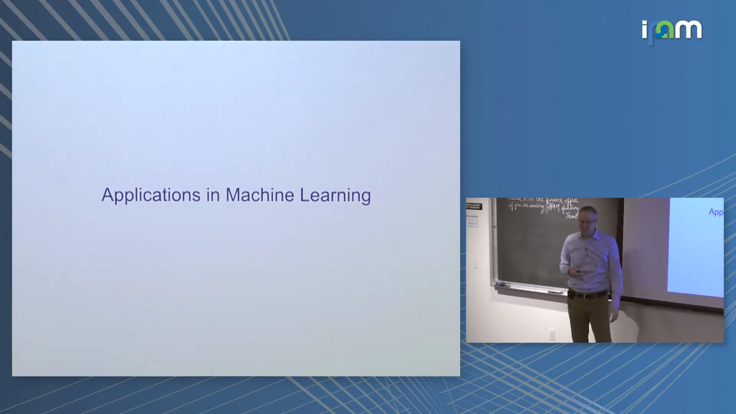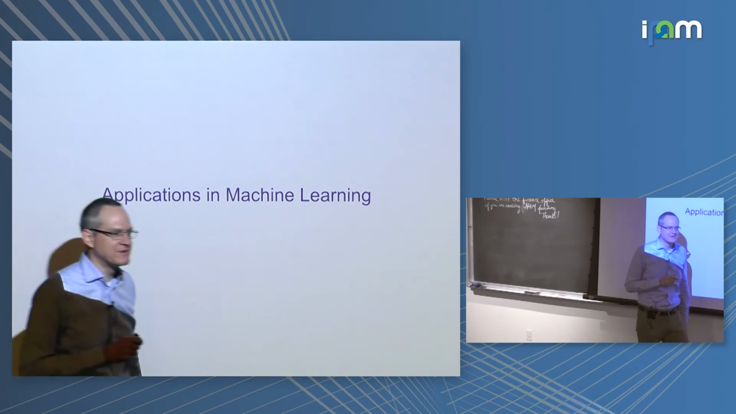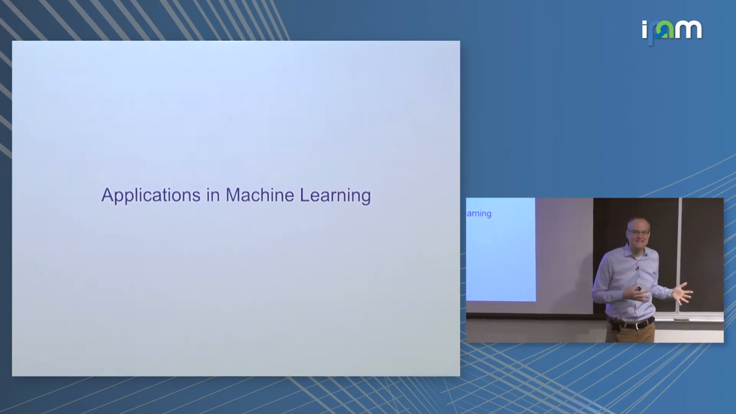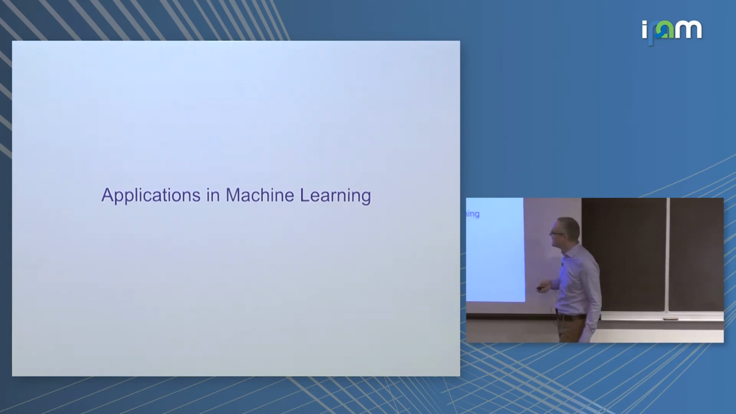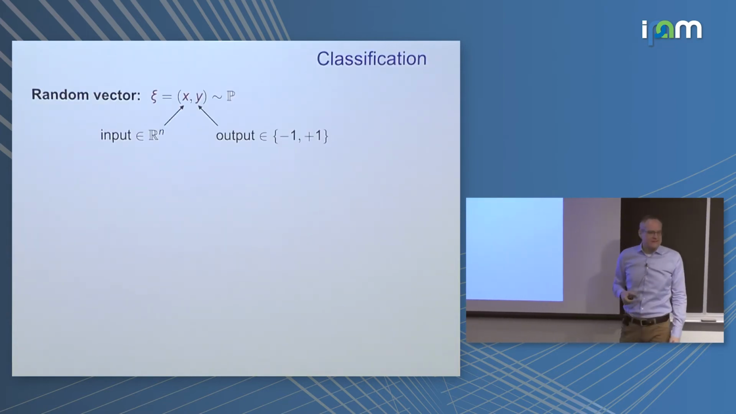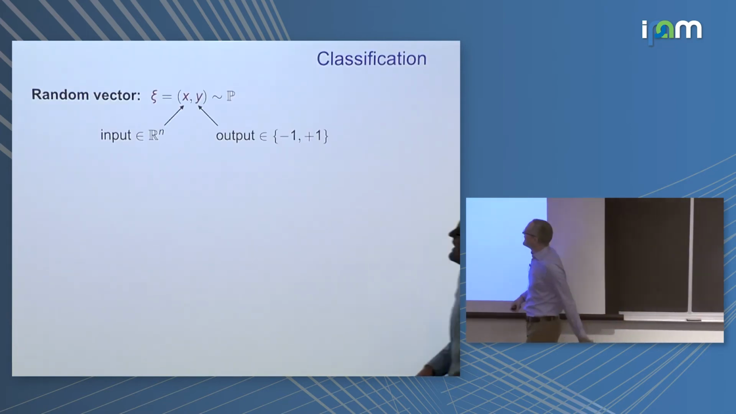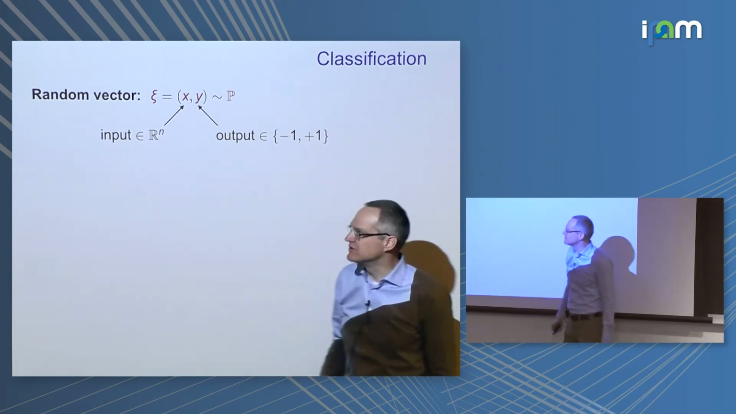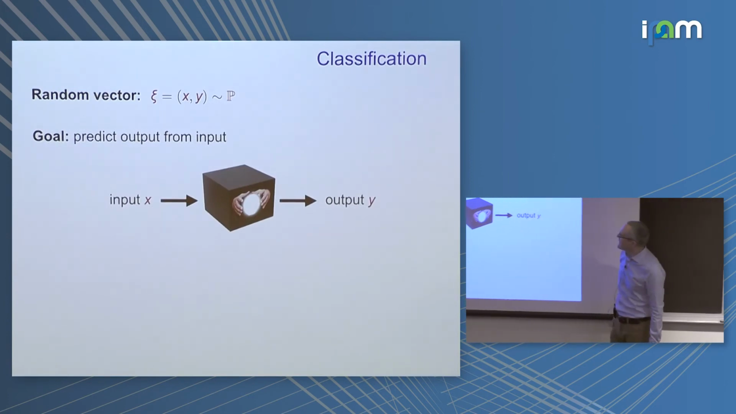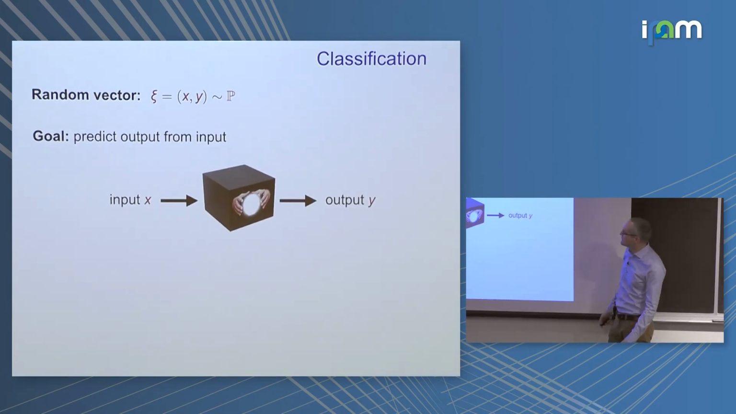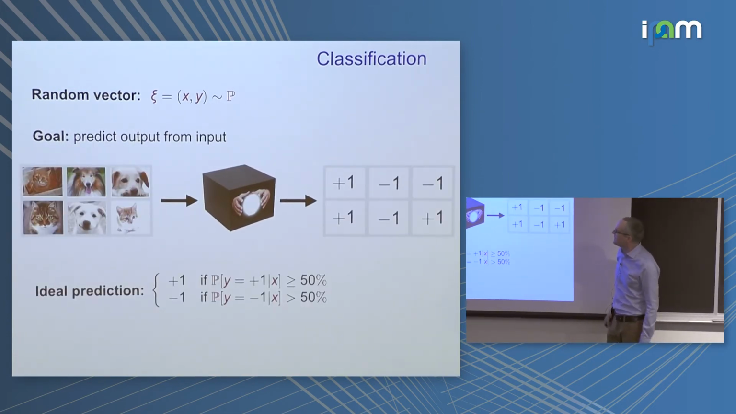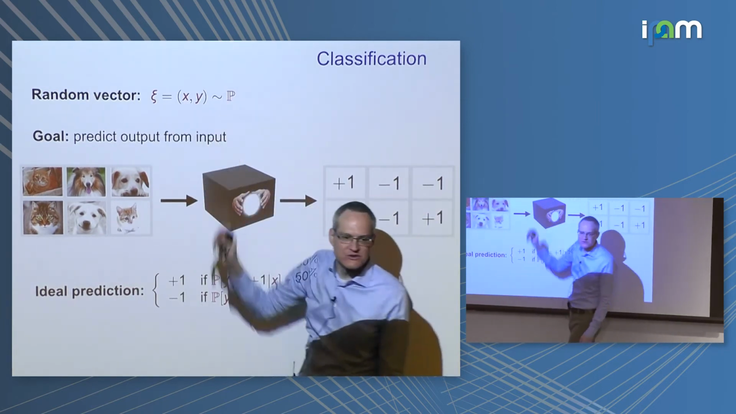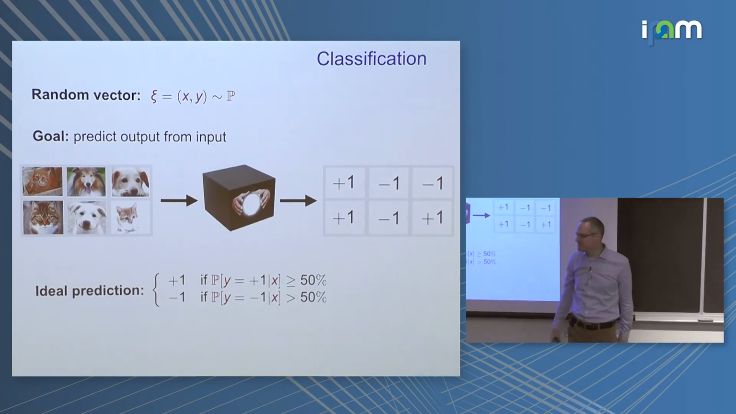OK. So let me show you some examples of this in the context of machine learning. Of course, you can use these techniques in many, many other areas. Let's look first at classification, where we would like to predict a binary output y from some continuous input x. So we denote by xi the combination of inputs and outputs. And of course, this will follow some distribution p, which we don't know.